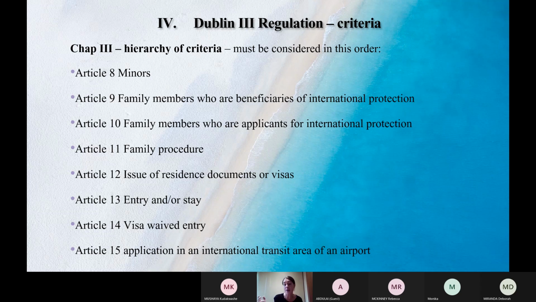So 14, visa waived entry. If a member state has allowed entry to a person on a visa waived basis, in that they didn't need a visa to enter, that is the member state responsible. Where that has happened in 2 or more member states, it's the most recent member state in which they travelled through. And finally, where an application is made in an international transit area of an airport, that member state becomes responsible. Okay, so that is the Dublin regulation broadly.